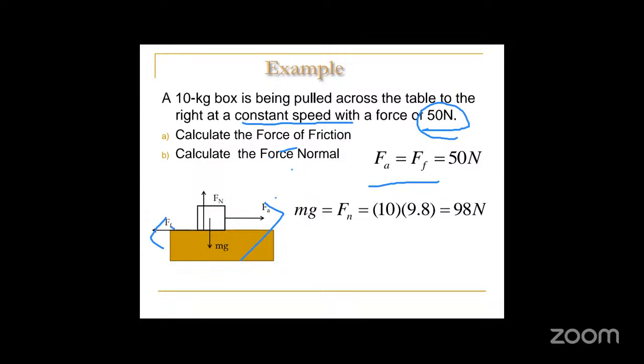Then the vertical forces, two of them: the force upward is equal to the force downward. We are asked to find the force upward, and the force downward is mg, which is 10 times 9.8, that is 98. So our Fn is equal to 98, and our Ff is equal to 50.